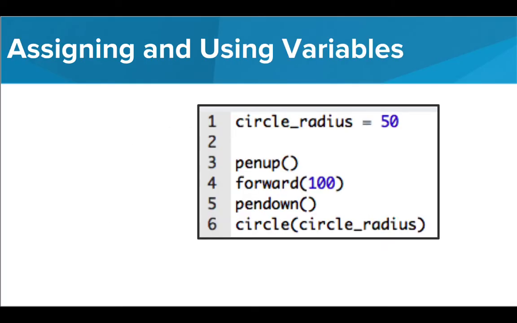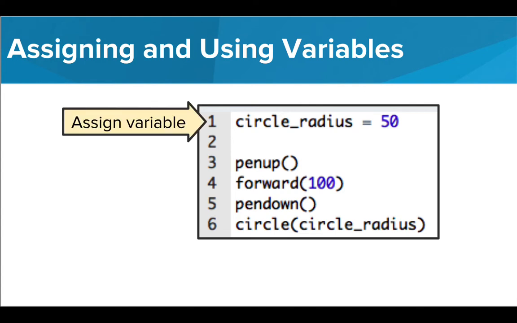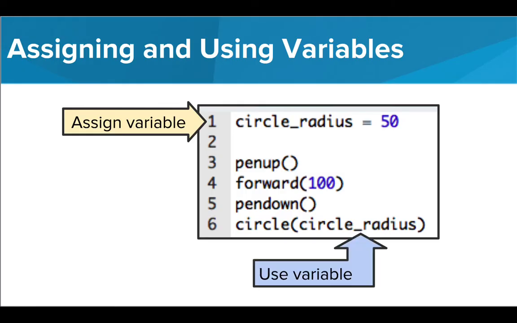To use a variable, the first thing we need to do is assign it. We do this by writing the variable's name followed by an equal sign and then the value we want to assign it. To use the variable, we plug its name wherever we want to use its value. In this case, we want the value of the circle radius variable, which is 50, to control the radius of our circle, so we plug it into our command where we would normally write the radius value.